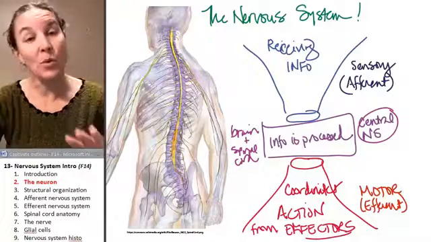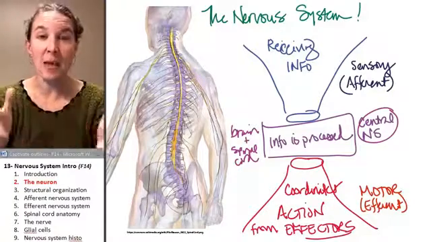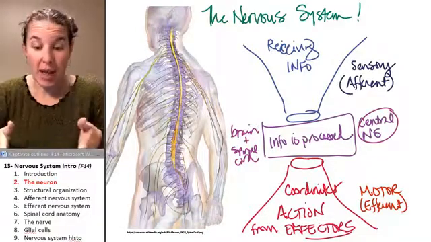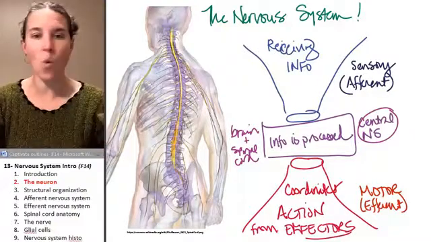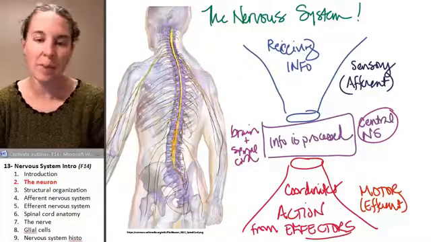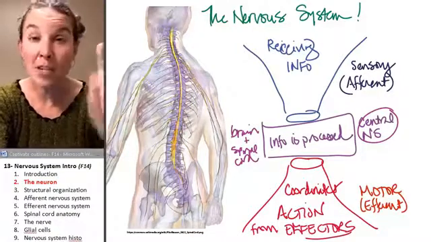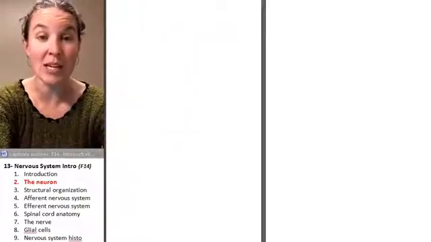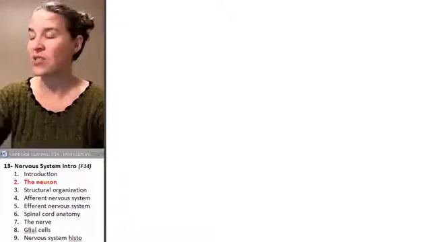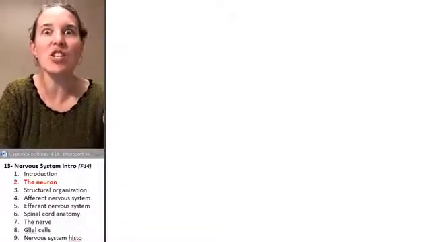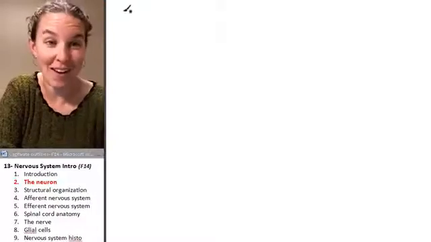Okay, so if you agree that the nervous system has this job of receiving information, processing it, and then sending out an order for action, then you have to have some sort of structures that are enabling this to happen. And this primary structure that is responsible for transmitting information like this is the neuron. So the neuron is a cell that is basically the functional unit of the nervous system.